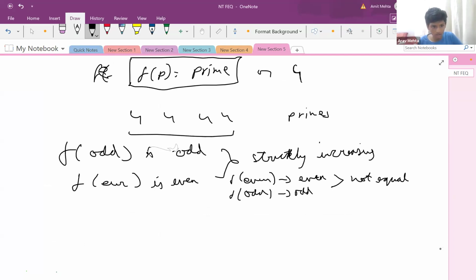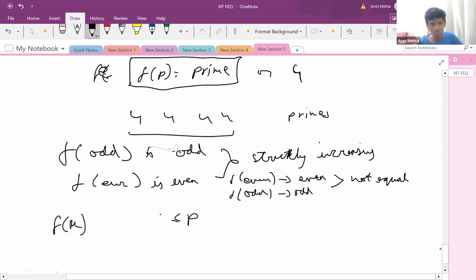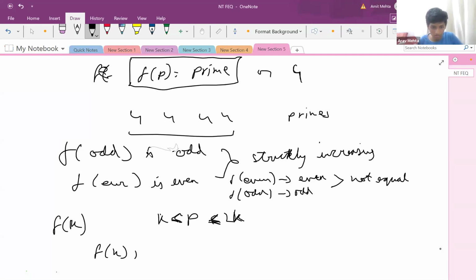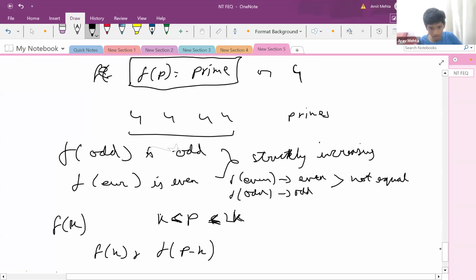So she said that if we have f of k, we know that there's a prime p which is greater than k and less than or equal to 2k. In fact, it has to be less than 2k because it's not even, obviously. So we find such a prime p, and we know that f of k plus f of p minus k is similar to k plus p minus k, which is p.